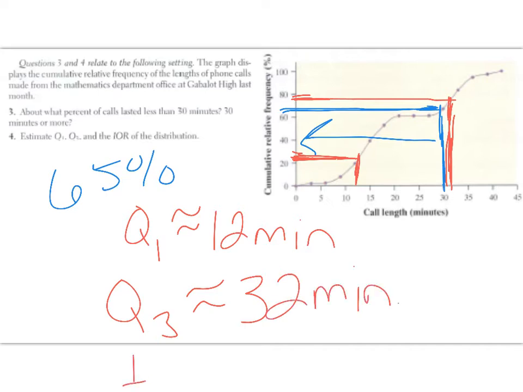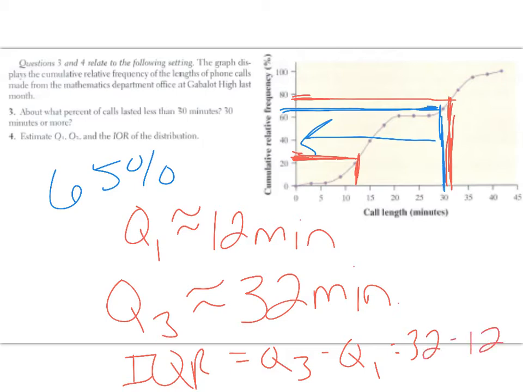So if we're going to calculate our IQR, we're going to take Q3 minus Q1, or 32 minutes minus 12 minutes, and we get an IQR of about 20 minutes, which tells us that the middle 50% of our data falls within a 20-minute spread. If we're drawing our box here, this middle 50% of data falls within this 20-minute spread here from side to side.